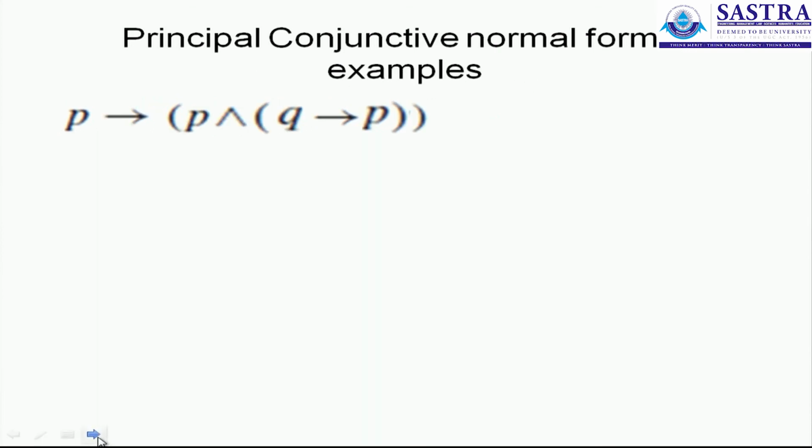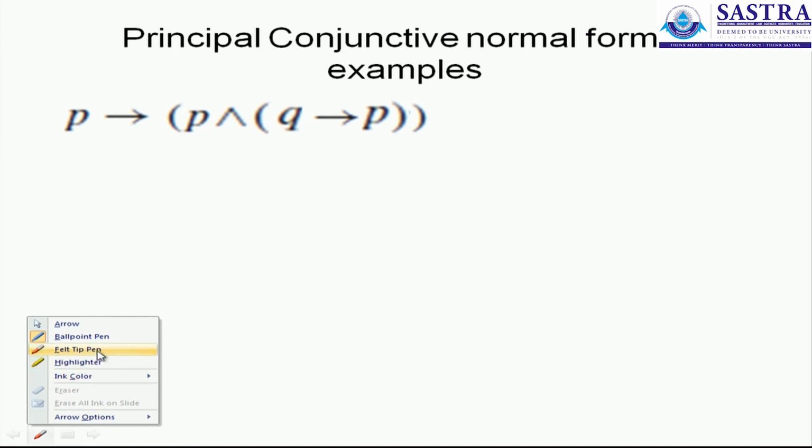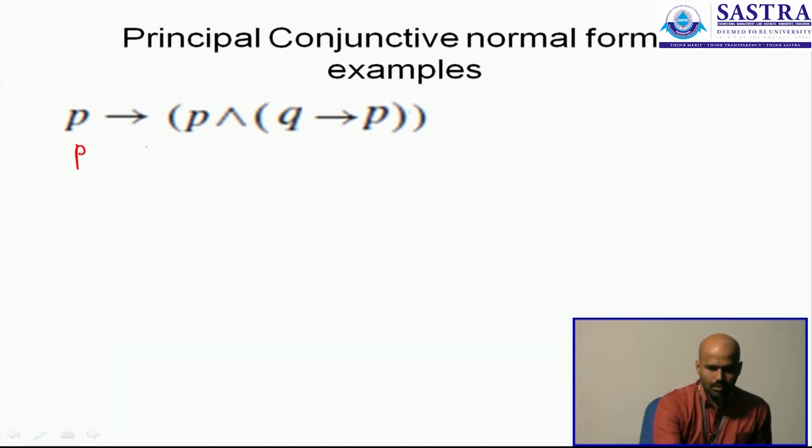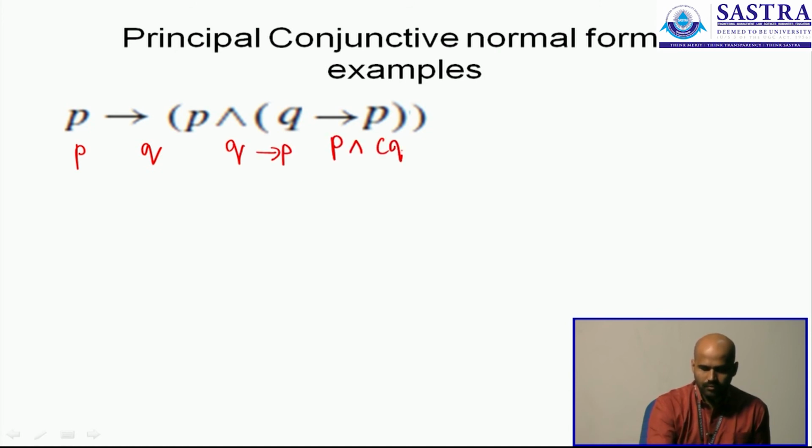Okay. This example once again, there are only two statements P and Q. So P, Q, we have a conditional Q to P, we have a conjunction and one more conditional.